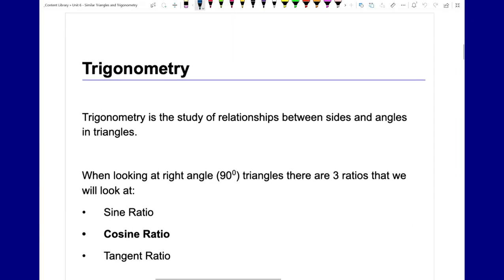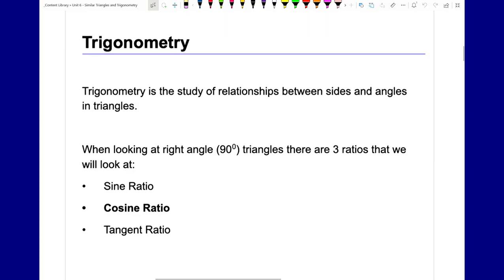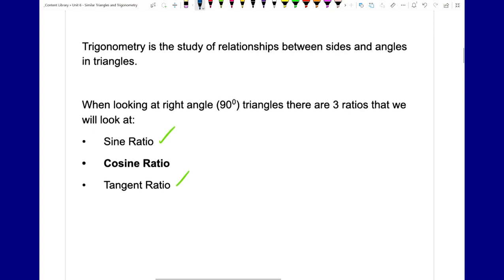So again, trigonometry is the study of relationships between sides and angles in triangles. When looking at a right angle or a 90-degree triangle, there are three ratios that we will look at: sine, cosine, and tangent. Now we've already looked at the sine and the tangent ratio in our previous lessons, so we are going to be dealing with the cosine ratio today.